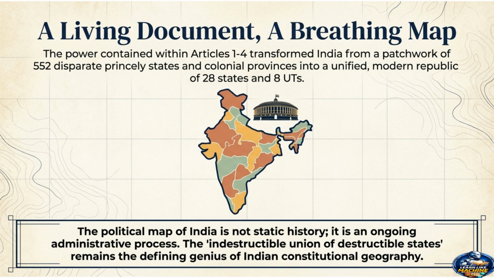The biggest lesson is this: India's map is not fixed forever. It is a flexible administrative design. The Constitution gives this flexibility so that national unity remains strong, administration becomes easier, and regional demands can be handled peacefully. That is why India's map is called a living document, a breathing map.